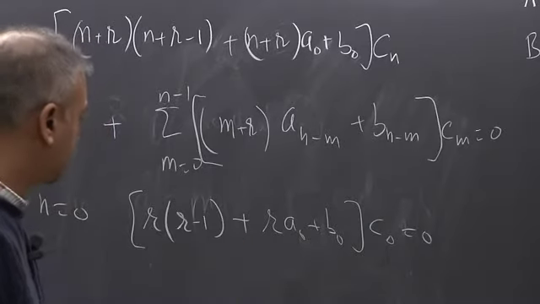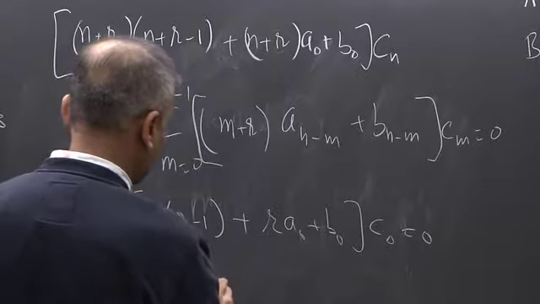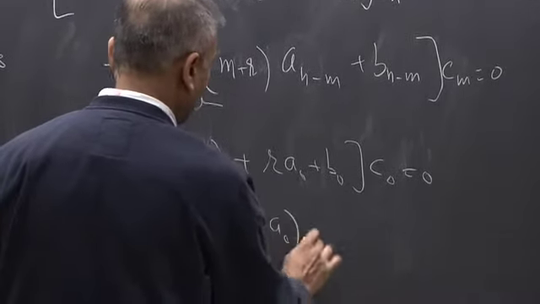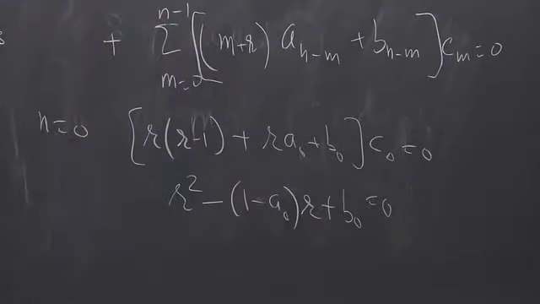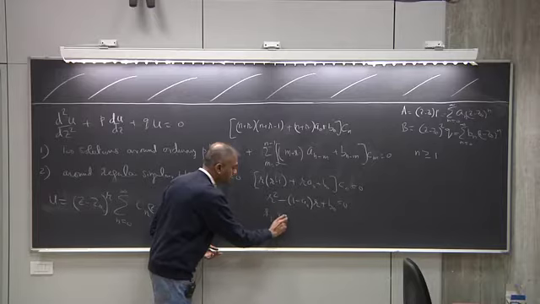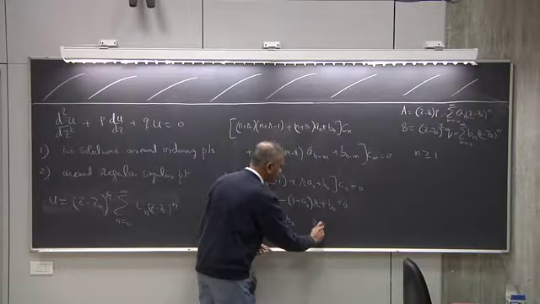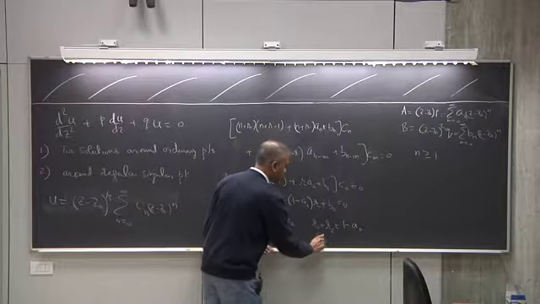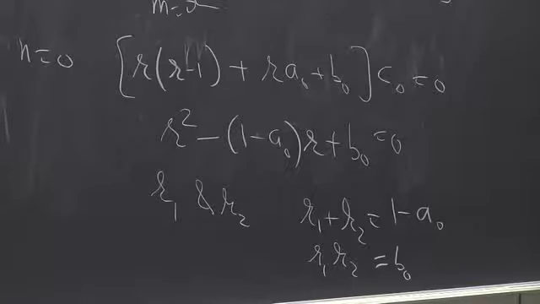And there are two solutions, and you can see that, just rewriting this, you get r squared minus (1 minus a0) r plus b0 equal to 0. This is a quadratic equation. It will have two solutions in general, two complex solutions, r1 and r2, which will satisfy, of course, r1 plus r2 is equal to 1 minus a0, and r1 r2 equal to b0. That's the two roots.